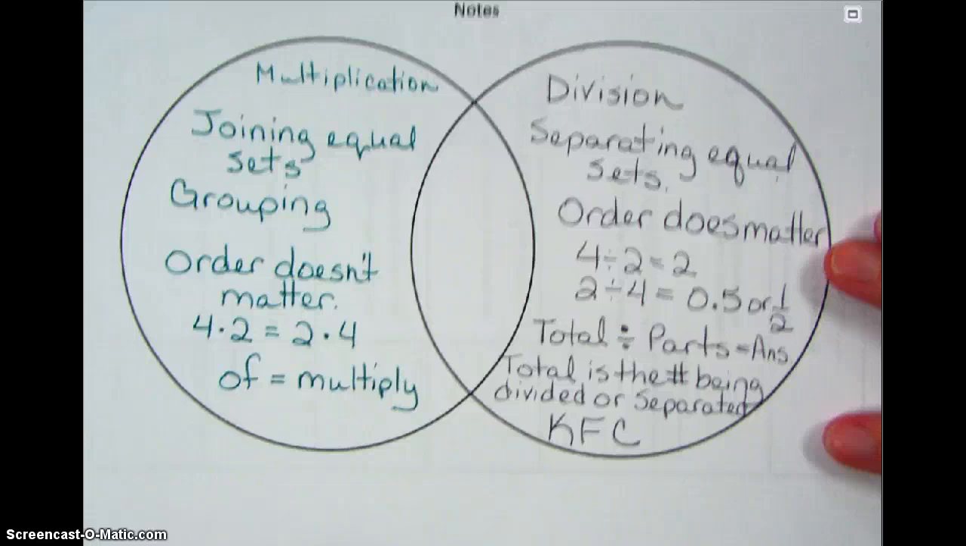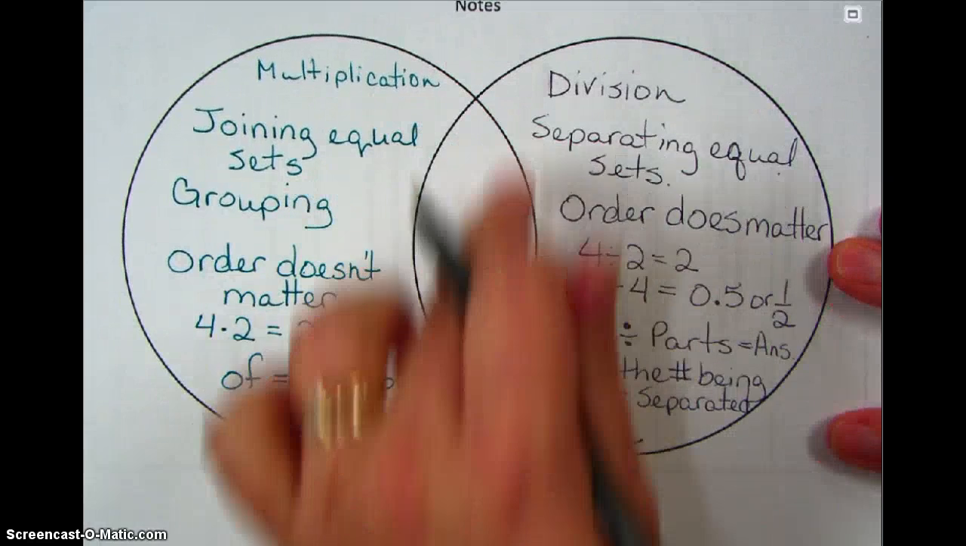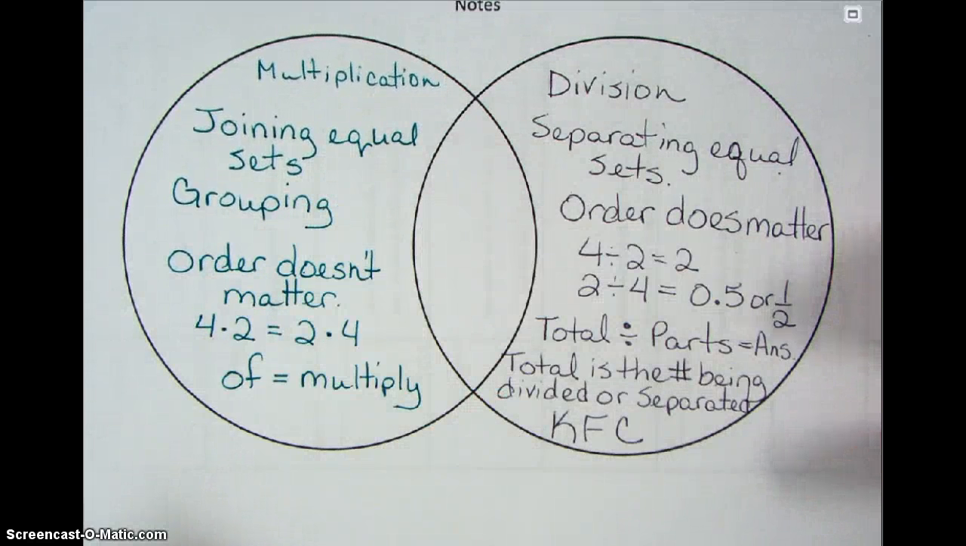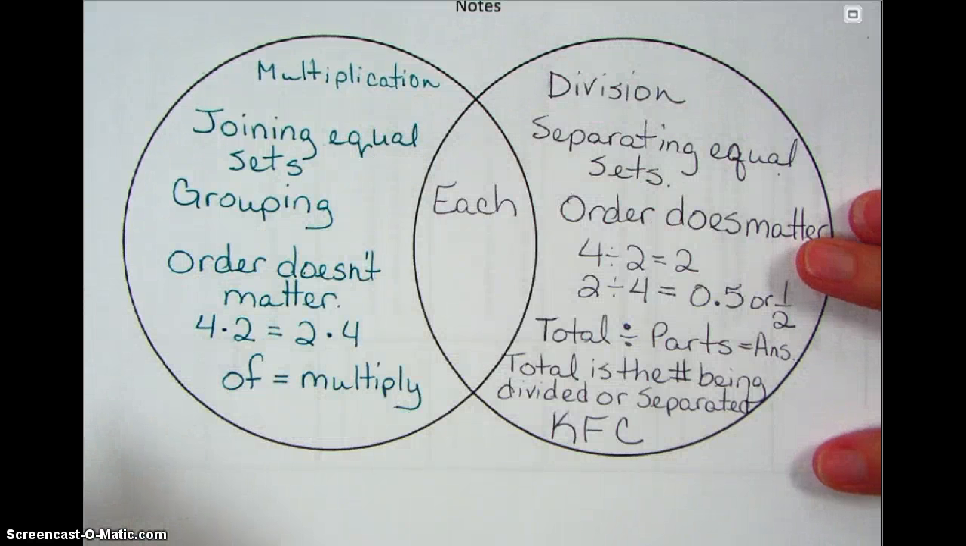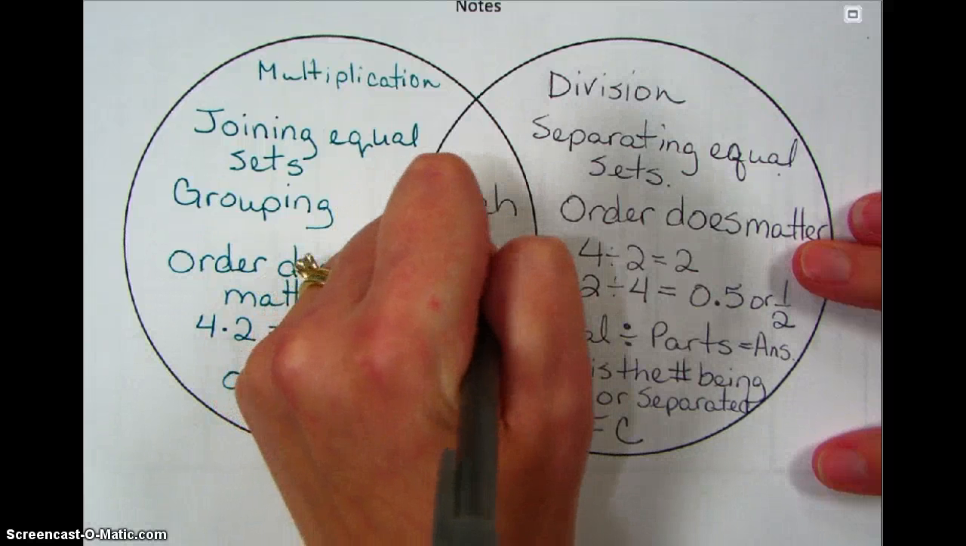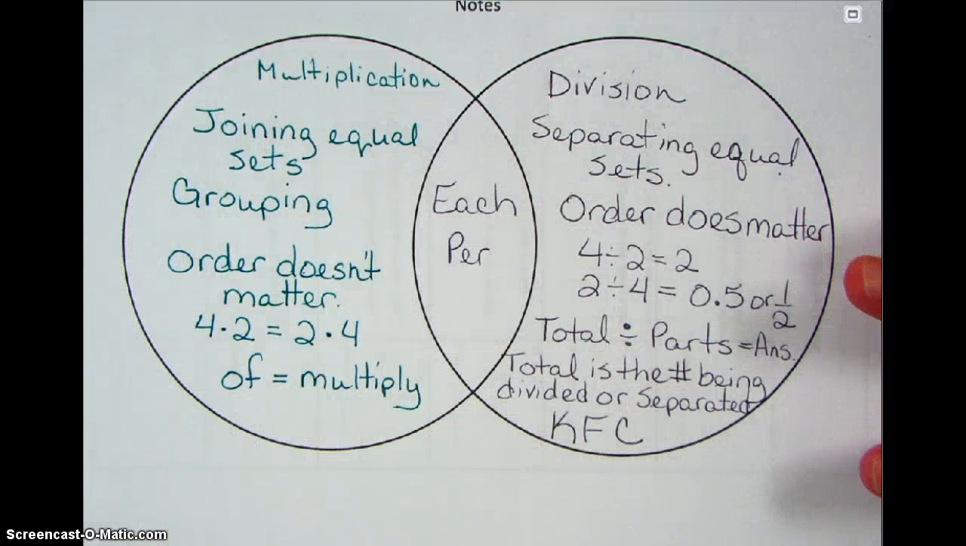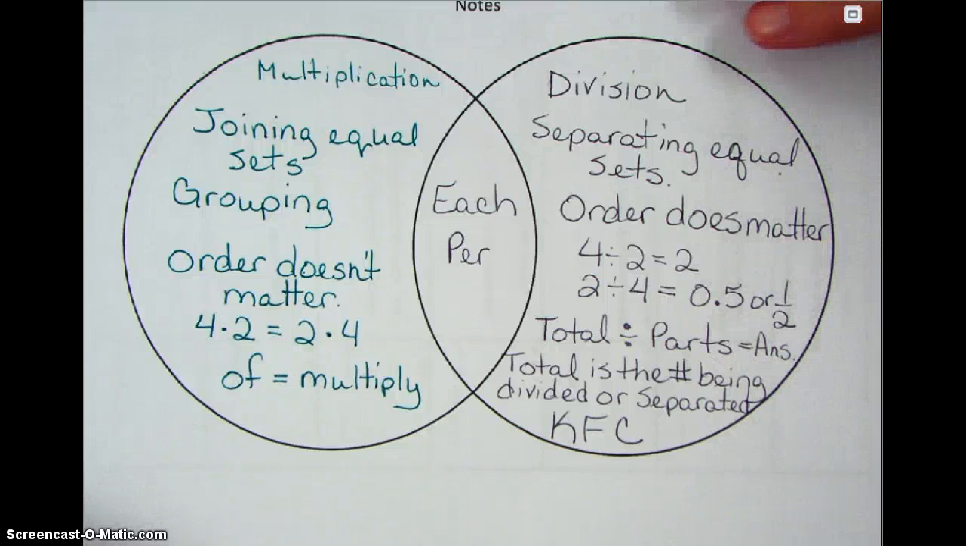Last but not least, we're going to talk about when multiplication and division problems have keywords that are the same. You'll notice the word each occur in multiplication and division problems. So you cannot decide whether it's multiplication or division based on the word each. Secondly, per. Per is another word that you will see in multiplication and division problems. You need to remember that you cannot rely on that word to tell you to multiply or divide. Let's move on to the middle.